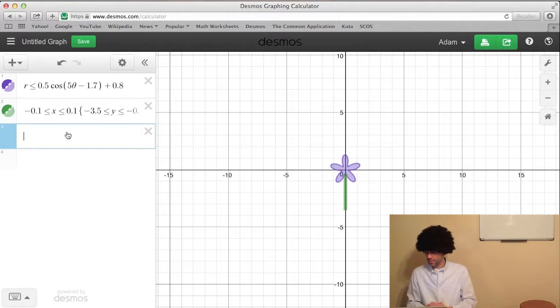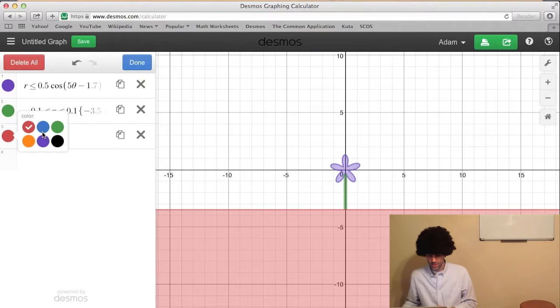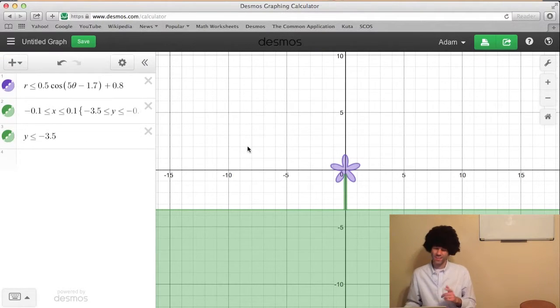So let's go ahead and put the ground down. So y is less than or equal to negative 3.5. Horizontal line. There we go. We have a red ground. You can change it to whatever color you want. Obviously green would be the clear choice if it's a spring day. So we are going to change this to green. Now why negative 3.5? Put it wherever you want it. But the flower has to be at the origin.